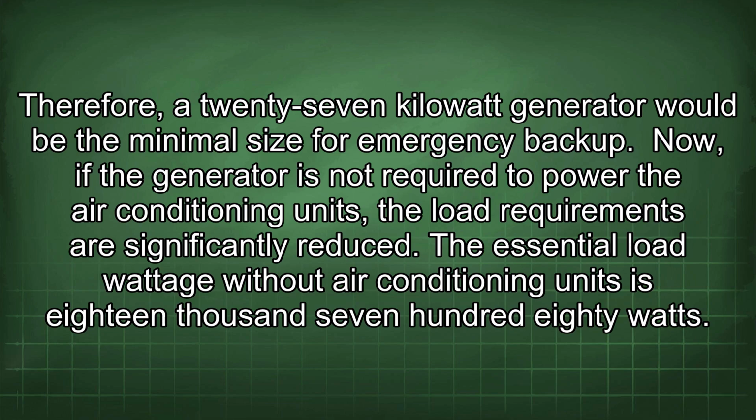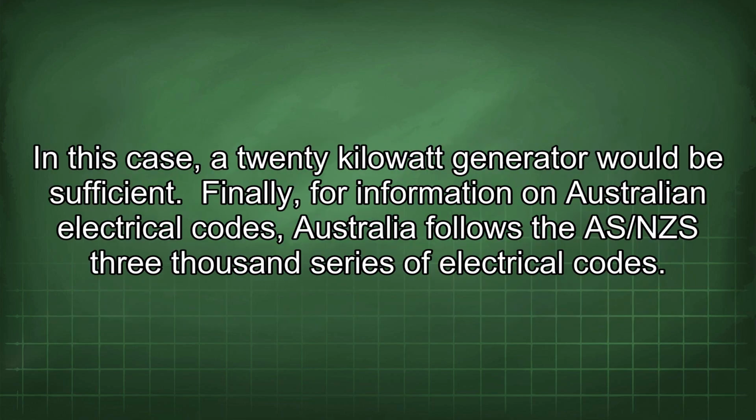Now, if the generator is not required to power the air conditioning units, the load requirements are significantly reduced. The essential load wattage without air conditioning units is 18,780 watts. In this case, a 20 kilowatt generator would be sufficient. Finally, for information on Australian electrical codes, Australia follows the AS/NZS 3000 series of electrical codes.